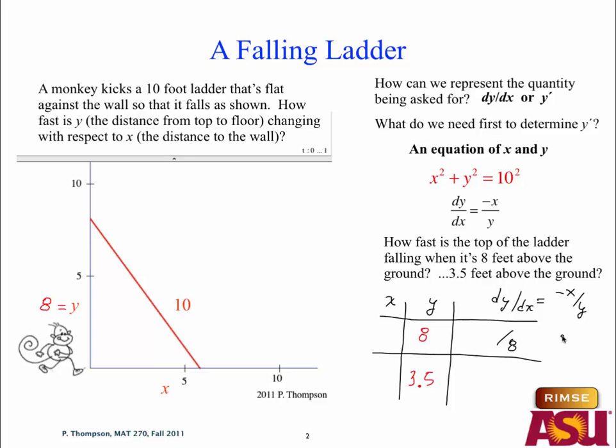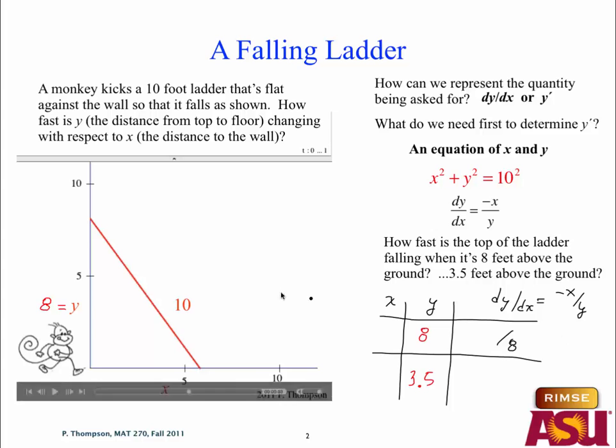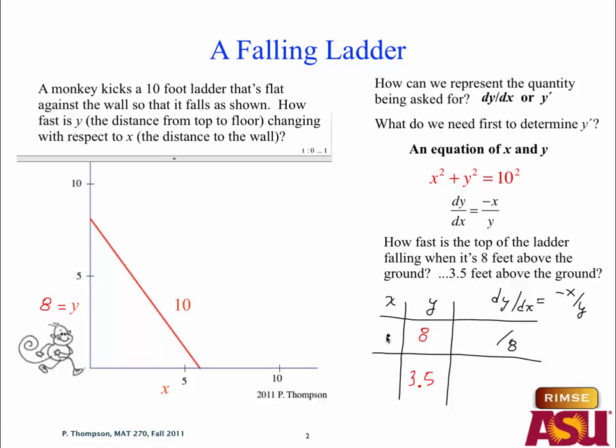Right, so that we have that, remember, that was our original equation that related x and y. So if y is known, then so is x, according to that original equation. What'd you get? For x, 6. Positive 6. Right? Therefore, dy over dx is negative 3/4, or 0.75.